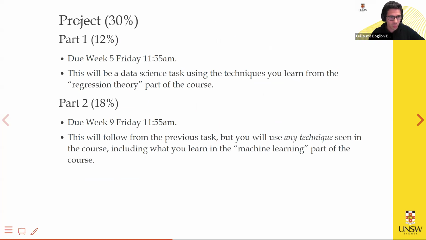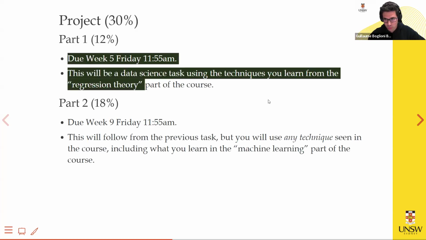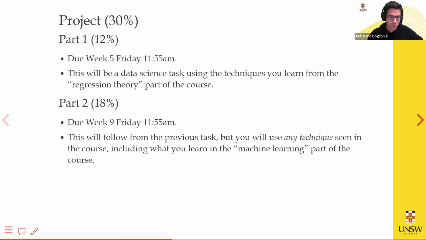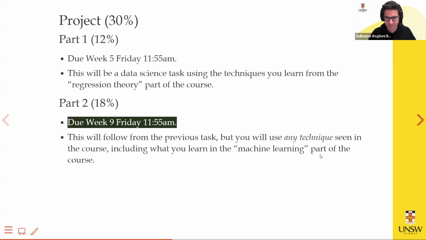Okay, now the assignment called project here, as I said, part 1 is 12%. Part 1 is due Friday of week 5, 11:55 a.m. Careful about that, a.m. So it will be a data science task using techniques mostly from the regression theory part of the course, so those first 4 weeks. And then the second part will use the same data set, but will be a bit broader. So then you will be asked to use any techniques you find relevant from the entire course. Well, maybe not week 9, because the assignment is due week 9, but weeks 1 to 8.